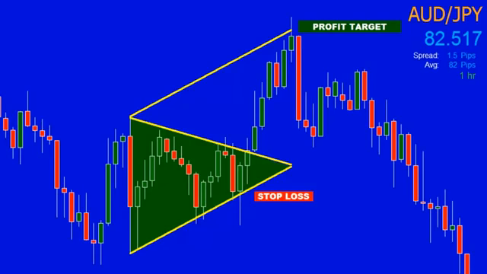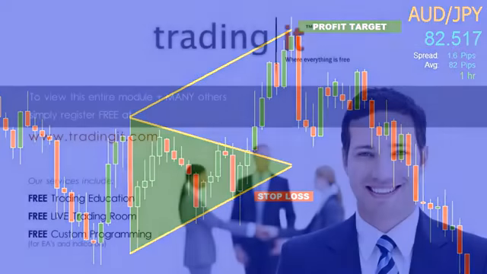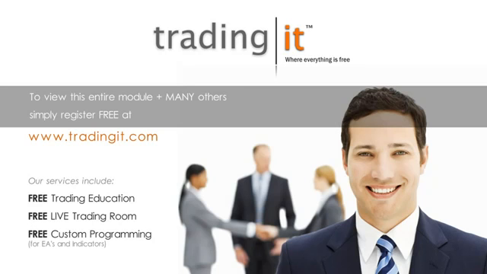Defining the direction is the key when applying the parameters of the triangles to create setups of these support and resistance areas. This concludes this educational series on triangle patterns.